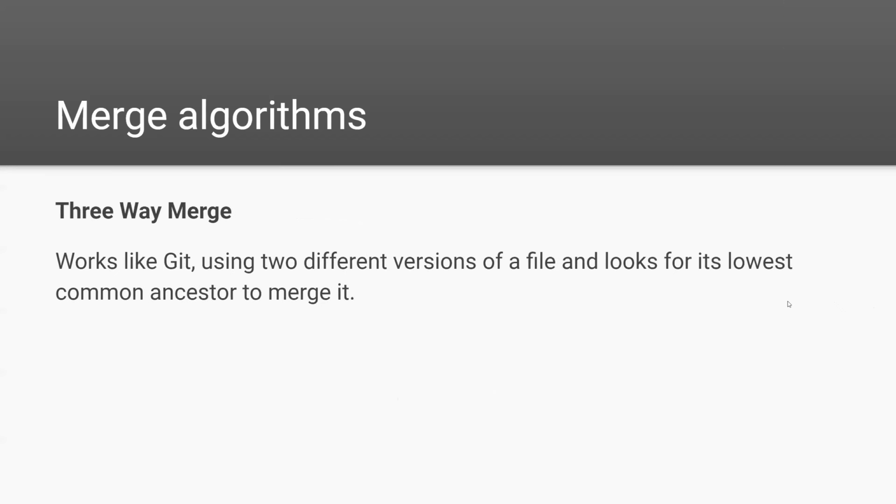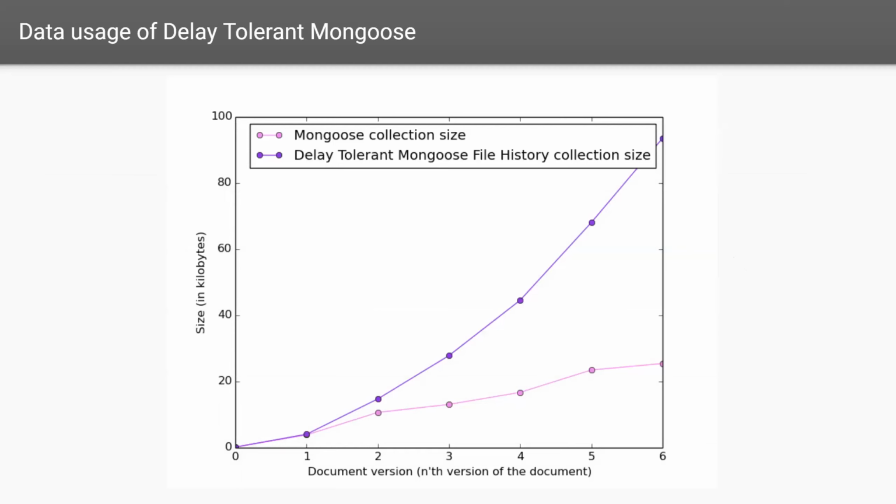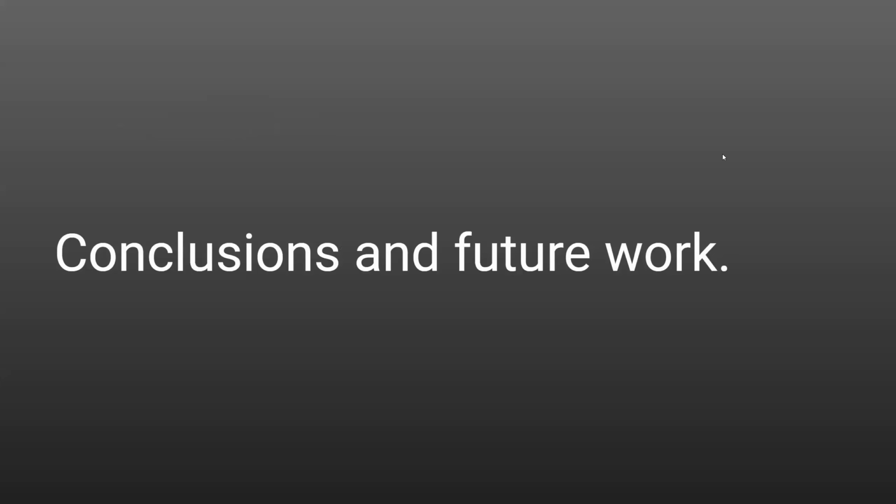Thanks. Okay, so this is basically what I said before. And this is the difference in kilobytes of usage of data between those two algorithms. This is having none, and this is using three-way merge.